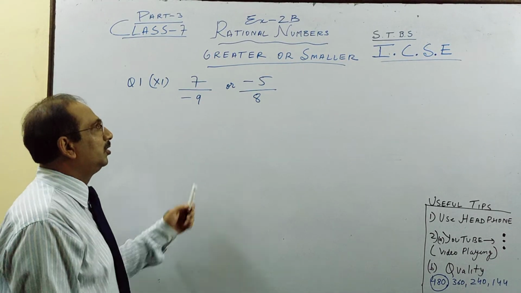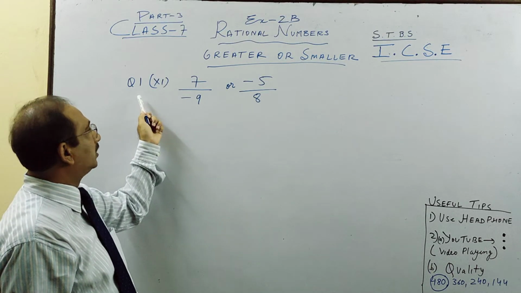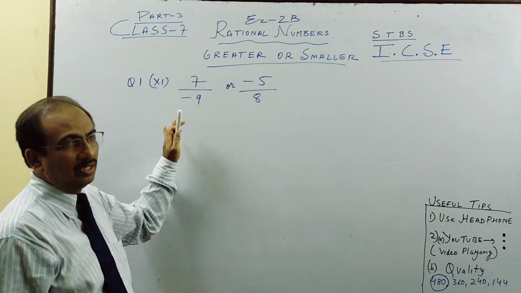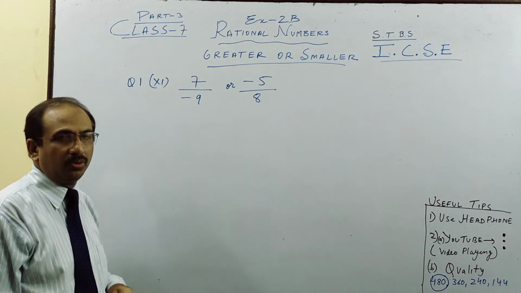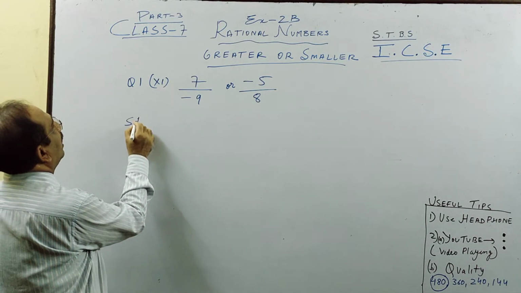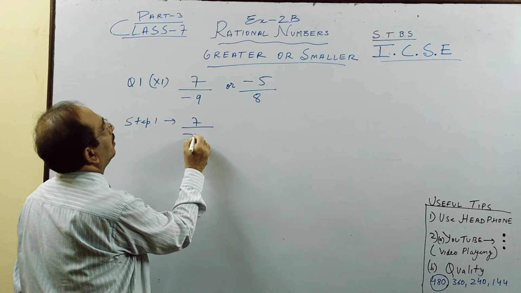So we now move on to the very last question, which I am doing for question 1 part 11. Children, I have taken the main sums, different varieties, to give you the concept. So first thing, step 1, what we have? We have to make the denominator positive.